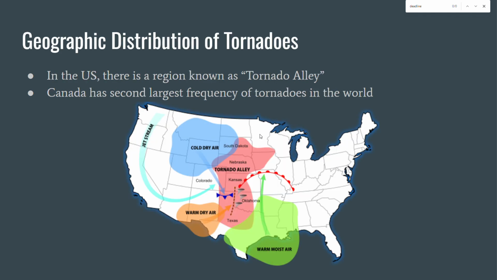Now the geographical distribution of tornadoes. In the US, there is a region known as Tornado Alley, and you can see it on this map here. The reason for that is cold, dry air and warm, moist air colliding in the center of the country. Canada has the second largest frequency of tornadoes in the world after the US.